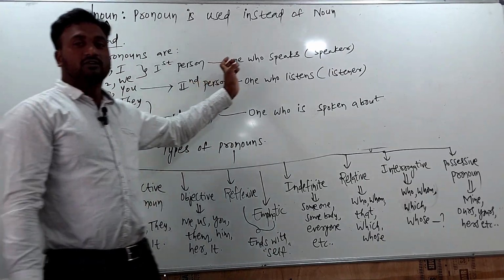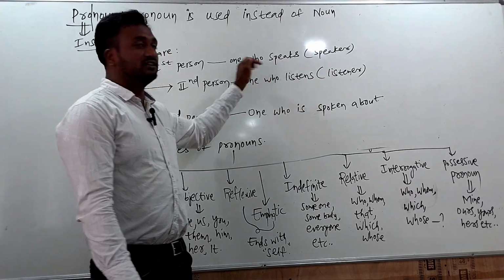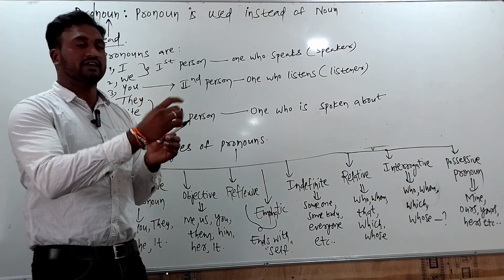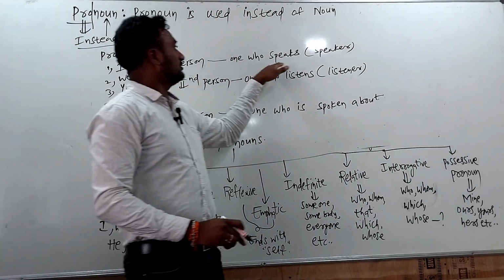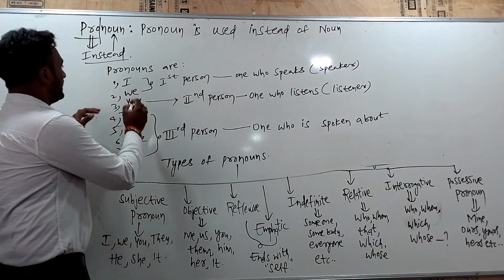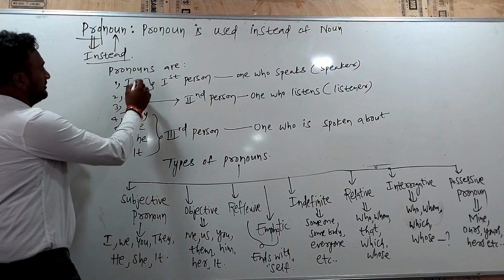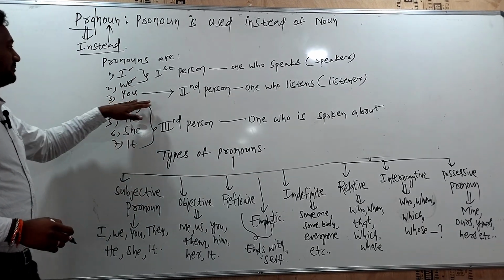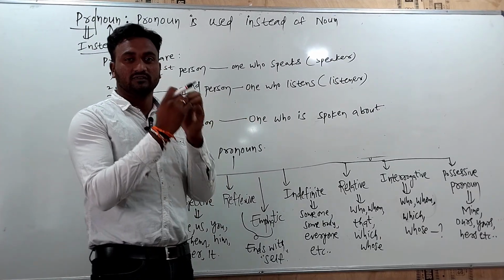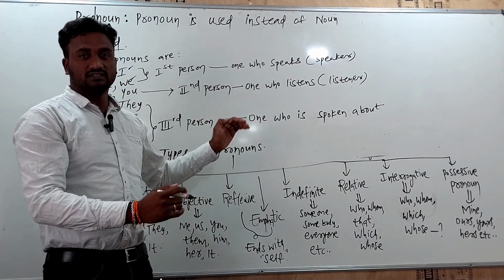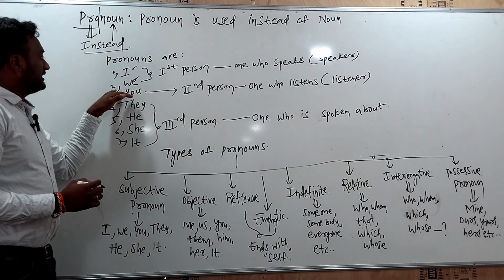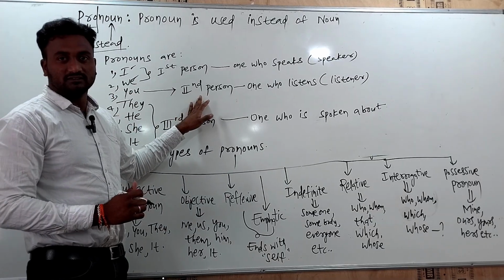What does first person mean? One who speaks is said to be the first person. Whoever is delivering, talking or speaking is the first person. Simply remember that one who speaks, the speaker, is the first person. So here I and we are first person. Coming to second person: what is meant by second person? One who listens. When you are speaking, there must be some person to listen. So one who listens, the listener, is said to be second person. In English, you is the second person.